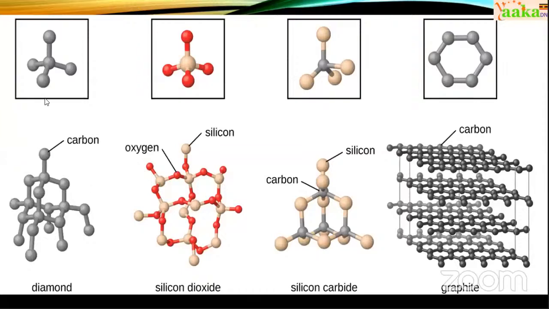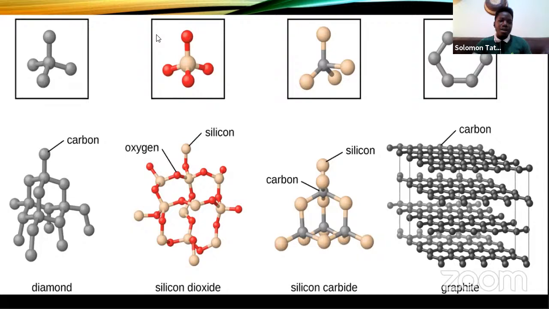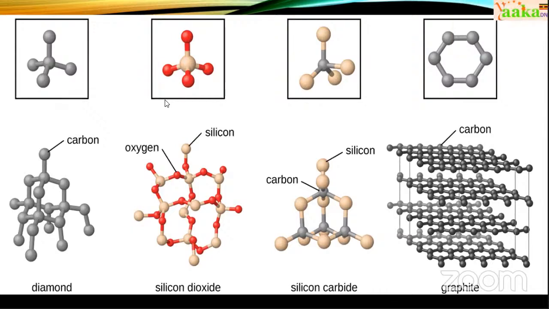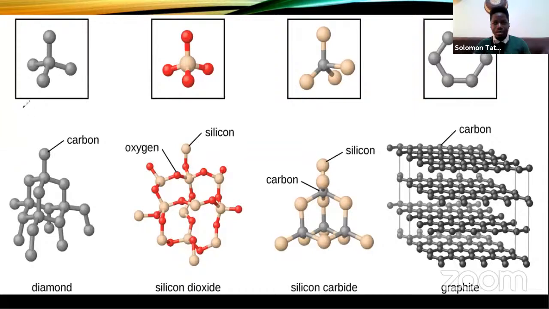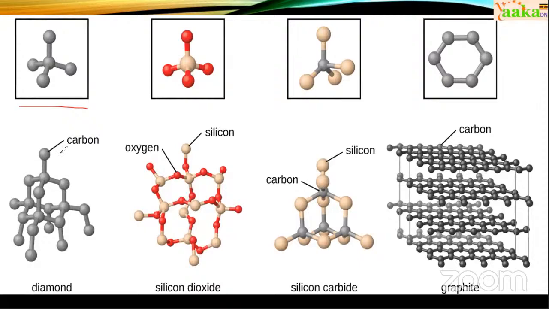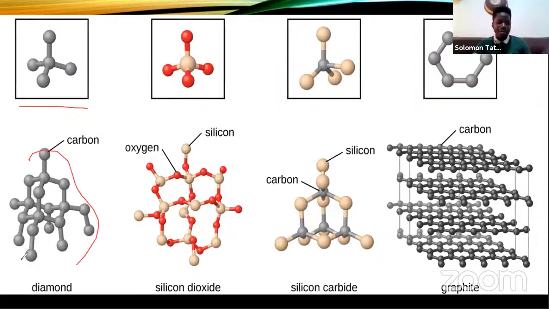So up here we see the individual molecules that make up the giant molecular structure. For example, the molecule that forms in diamond is right here. This is the one that is connected to form this giant molecular structure. In diamond, this is a tetrahedral structure. As you can see, there are 4 sides to it. Each carbon atom is connected to 4 other carbons.